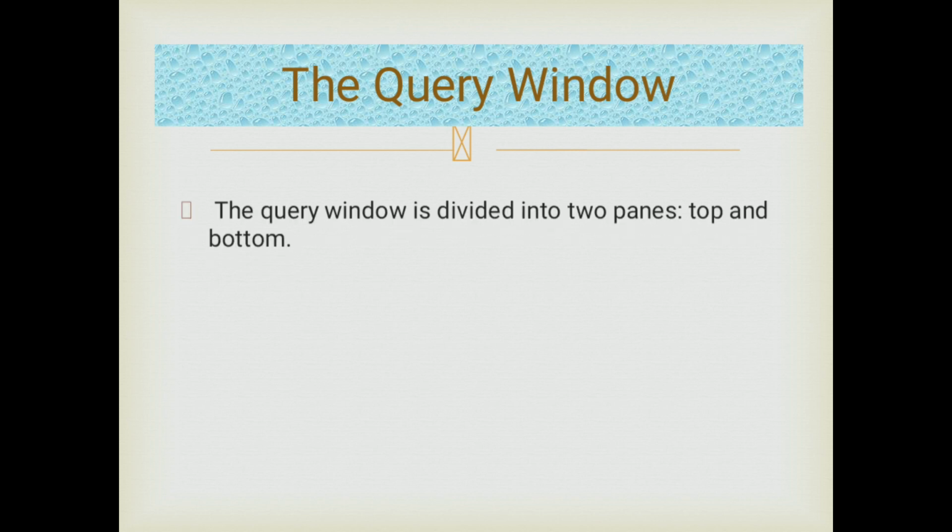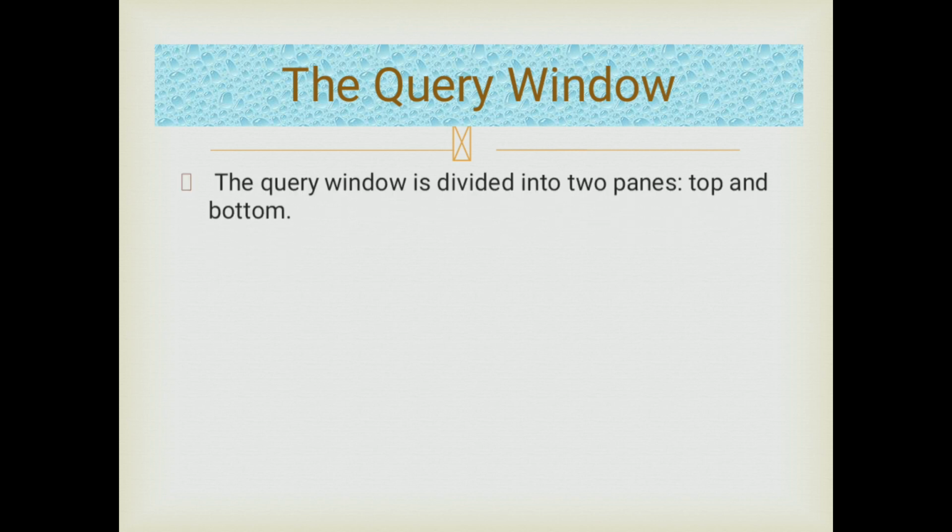Now, what is a query window? The query window is divided into two panes. The top pane displays the tables selected for the query. The bottom pane displays a design grid where you can add fields to the query and also specify the criteria.